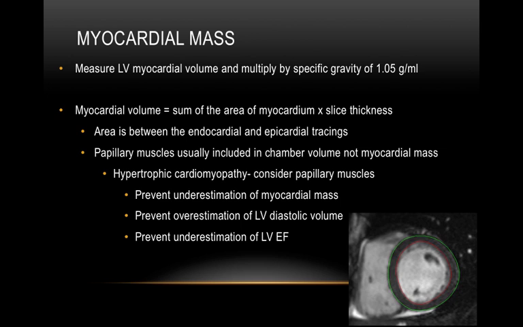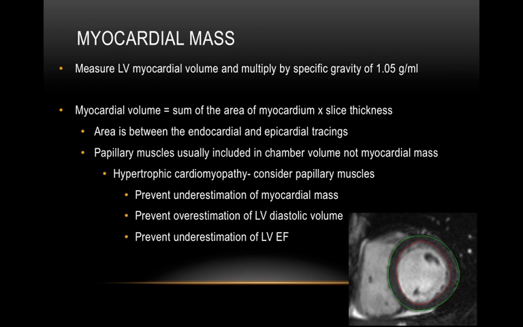As far as the myocardial mass, you might wonder how we get myocardial mass from what I've shown you. Basically, we have an area by looking at the area between the endocardial and epicardial border. We're going to multiply that by the slice thickness, and that'll give us our myocardial volume. Then we multiply our myocardial volume by our specific gravity, 1.05 grams per milliliter for myocardial muscle, and that'll give us our actual myocardial mass. In general, we're going to include the papillary muscles as part of the ventricular chamber.